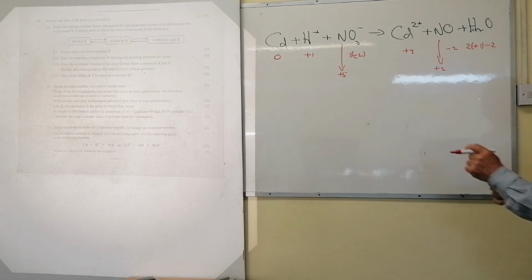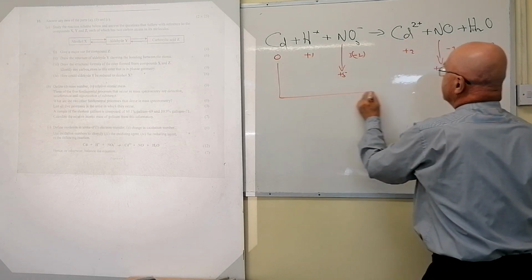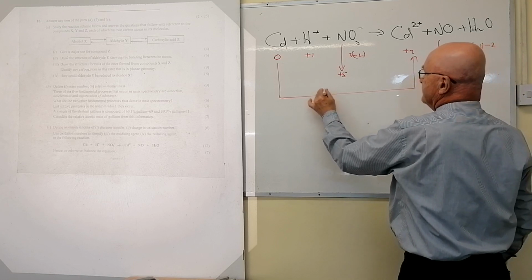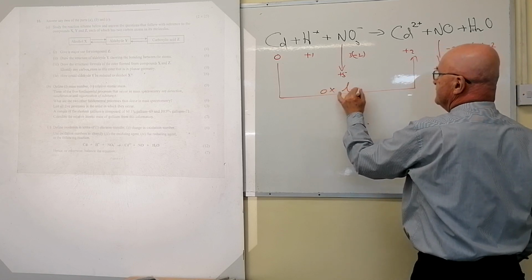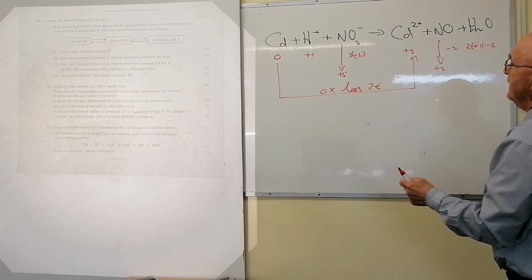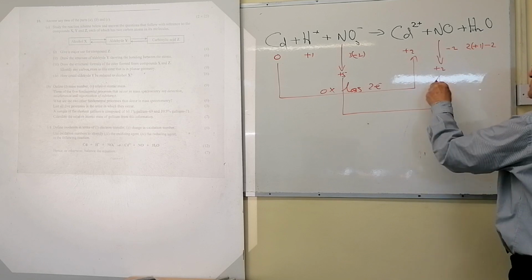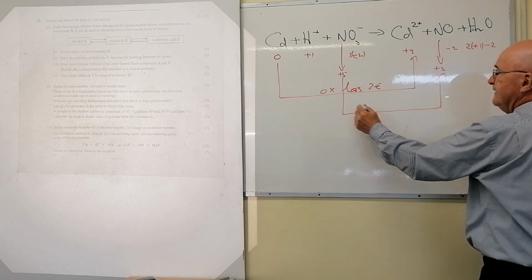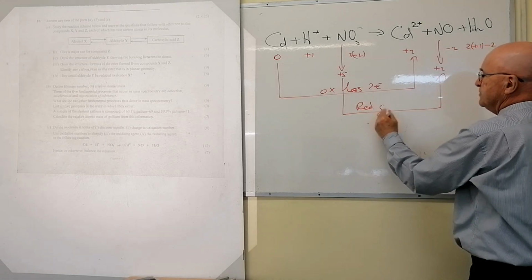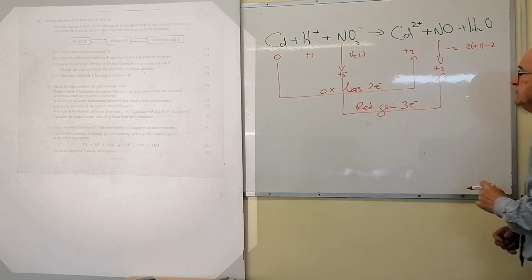So we start from left to right now and identify. That goes to there. That is an increase. Okay, that is oxidation. Oxidation is a loss, and it's a loss of 2 electrons. And I'm looking at nitrogen going from plus 5 to plus 2. That is a decrease. That is reduction. Reduction is a gain, and it's a gain of 3 electrons. 5 to 2 is a gain of 3.